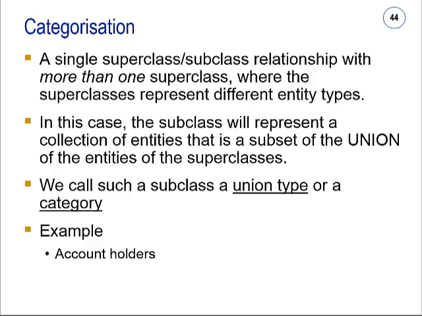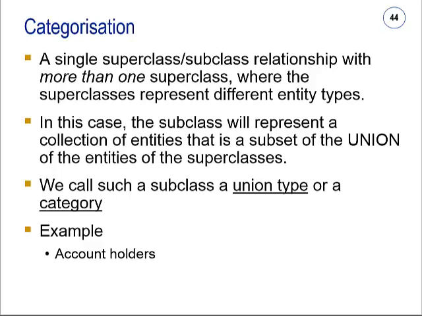The EER model also has an extra modeling concept, which is what we refer to as categorization. With categorization, we will model again a superclass-subclass relationship with more than one superclass, where the superclasses represent different entity types. In this case, the subclass will represent a collection of entities that is a subset of the union of the entities of the superclasses. We call such a subclass a union type or a category.